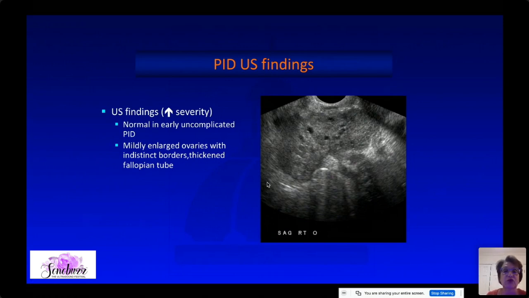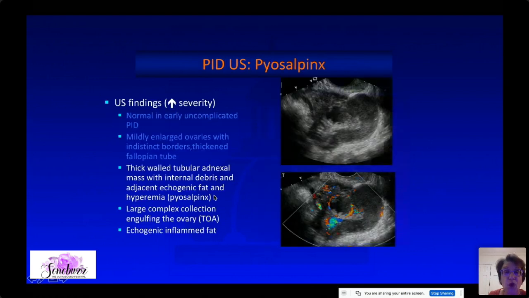So oftentimes, if the disease is mild, the ultrasound can be normal or just show a mildly enlarged ovary with indistinct border. Perhaps you can see a thickened fallopian tube, or in pyosalpinx you will see a tubular structure with thick wall, internal echoes, thickened fimbria of the fallopian tube. And again, always look for the fat. The inflamed fat on ultrasound is echogenic. So you have inflamed fat and increased vascularity.